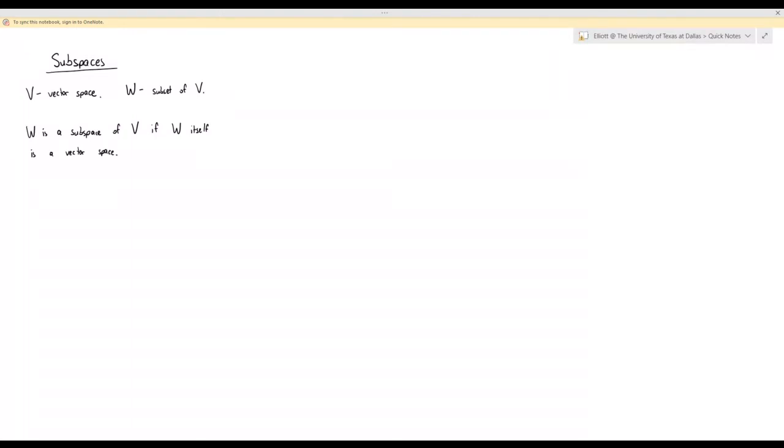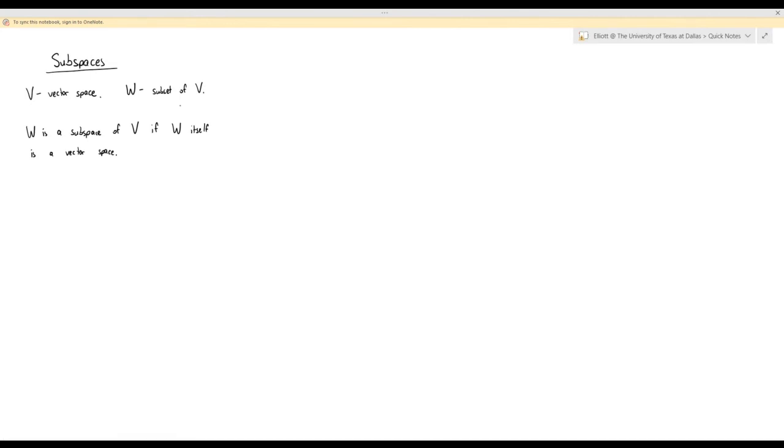Now for W to be a subspace of V, it had to be a subset of V to begin with. So if V was larger than W, then V would not be a subset of W. That's why you couldn't say that V was a subspace of W. So a subspace has to first be a subset of the vector space, and then in addition to being a subset, it has to have those properties of a vector space, right?